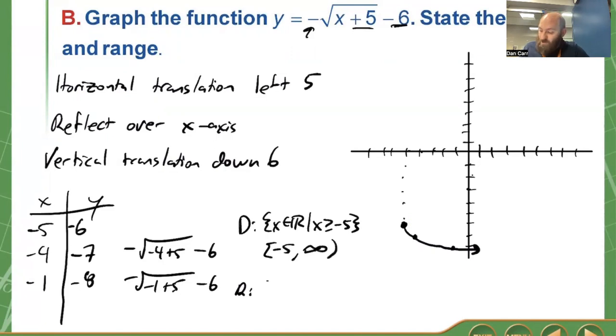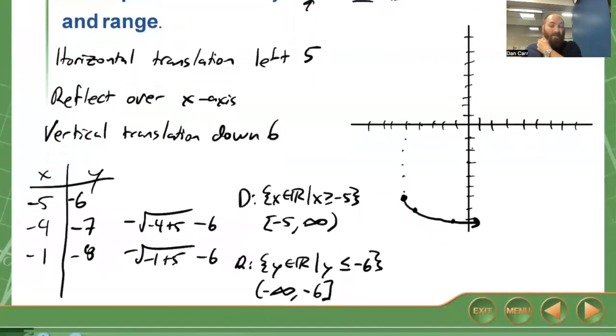For my range, y is an element of the reals such that y, look at this one, the highest number it goes is -6. It's going to go down forever. So y is actually going to be less than or equal to -6 here. As interval notation, I'm going to start at negative infinity because that's the lowest it goes, and it comes up to -6, the highest value, and that gets a bracket.